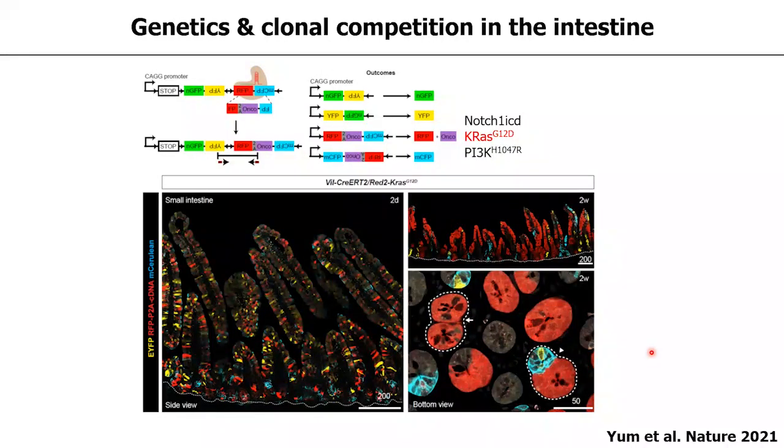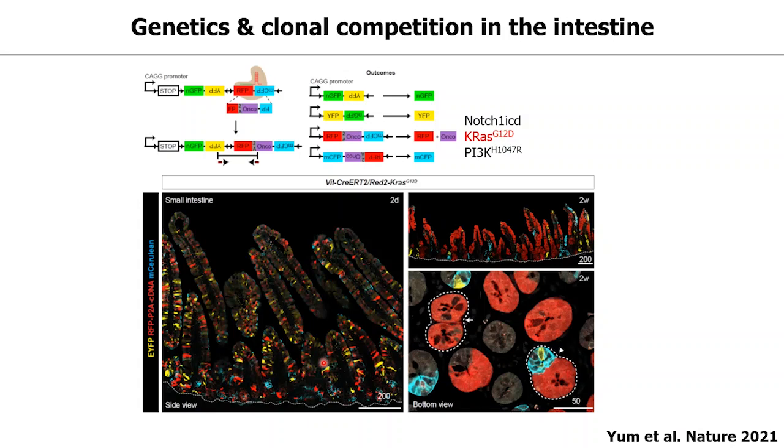So we generated 3 different mouse lines, namely R2-Notch1, R2-KRAS, and R2-PI3 kinase. And this is the example of a red-to-KRAS system. So on day 2, after tamoxifen administration, we can nicely see a salt and pepper pattern of 3 different colors, meaning that all 3 clones are induced in a very equal manner.